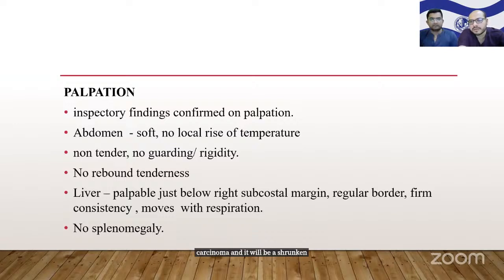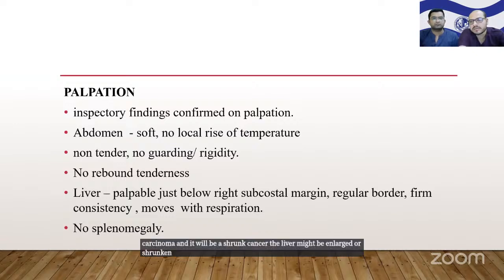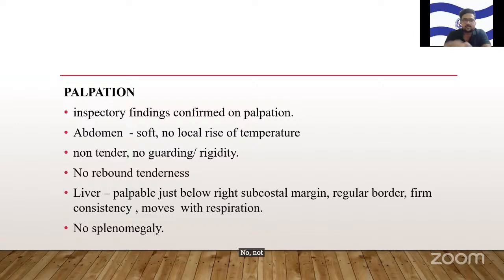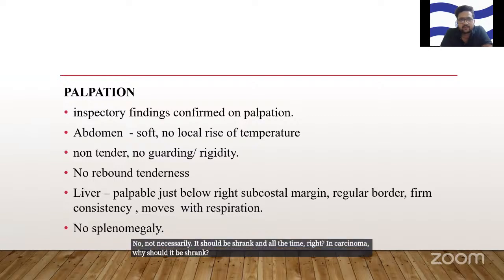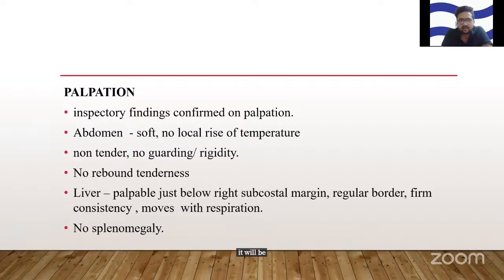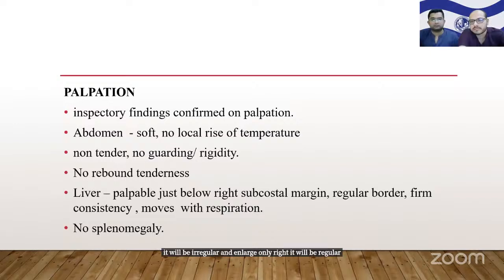The liver might be enlarged or shrunken. No, it should not necessarily be shrunken all the time, right? In carcinoma, why should it be shrunken? It will be irregular and enlarged only, right? It will be rubbery. Border will be regular.